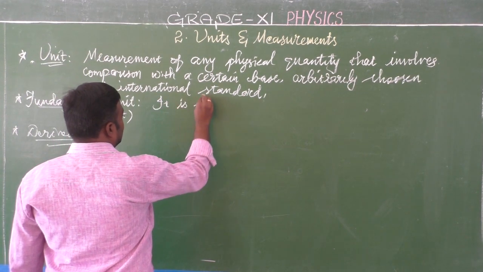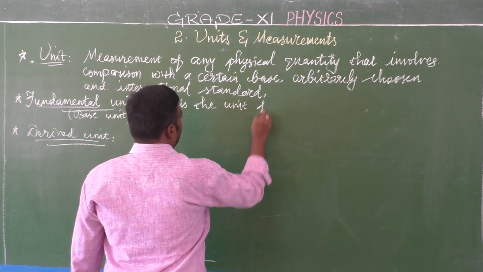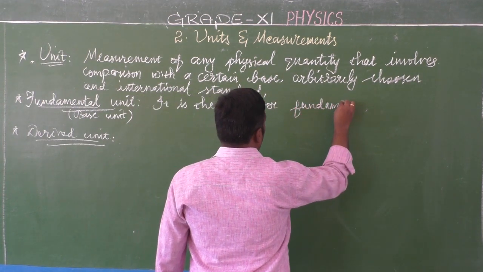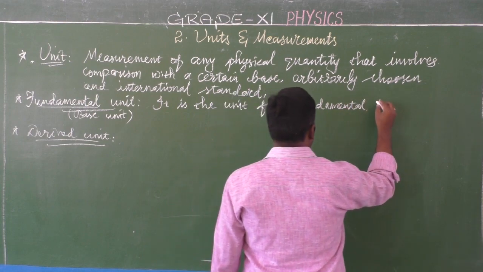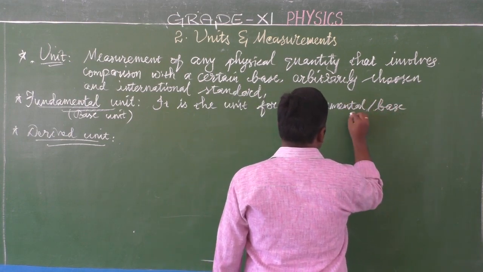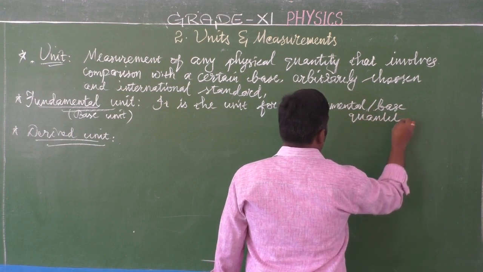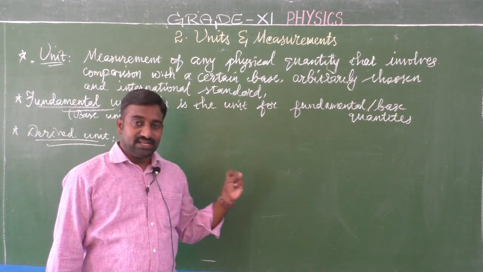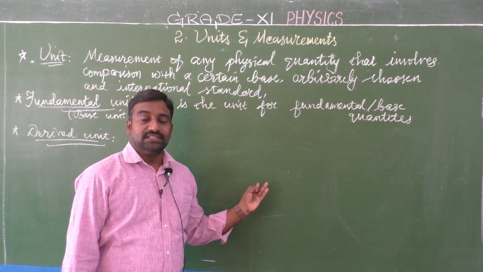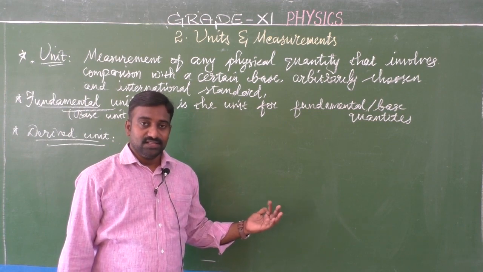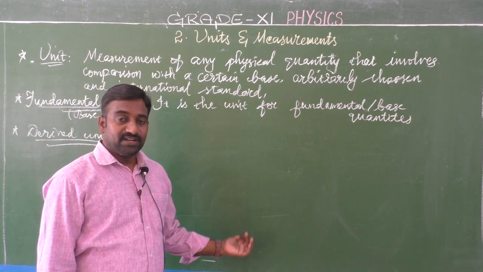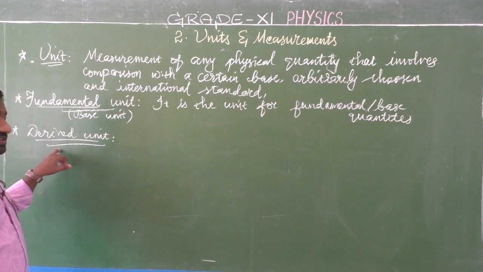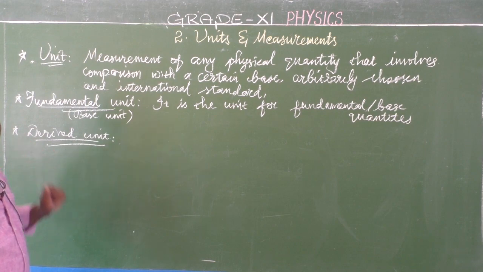It is a unit for the fundamental or base quantities. For example, the liter, then mass, length, time, current. So we have some basic fundamental quantities and also we have derived quantities. Similarly, the units which are used to measure the derived quantities are called derived units.